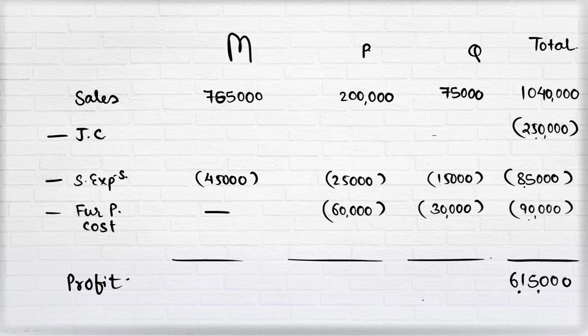15,000. Please concentrate. P is saying that I want a profit of 60,000. All of you agree? P is saying I want profit of 2 lakh into 30%. That is how much? 60,000. And he is saying I want a profit of 75,000 into 25%, which is how much? 18,750. With this, yes.